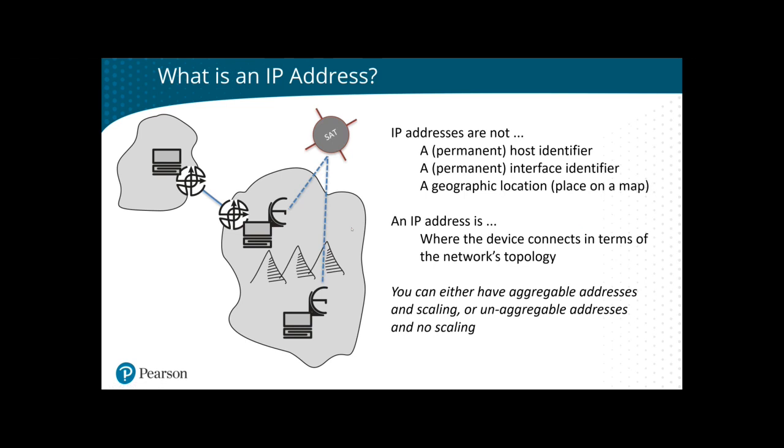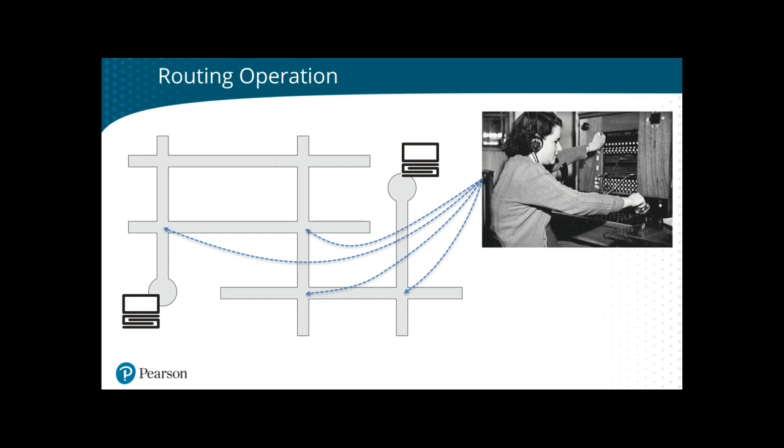Here is the same slide I hand drew before. IP addresses are not permanent host identifiers, interface identifiers, or geographic location. An IP address is where the device connects in terms of the network's topology. Why do we do this? Because in order to control the state in the global internet, we must have aggregable addresses. We have to have addressing that we can aggregate at different points in the internet to reduce the control plane state, to make the internet actually work and converge. So if you want a network that scales, you have to aggregate. So now let's talk about routing.